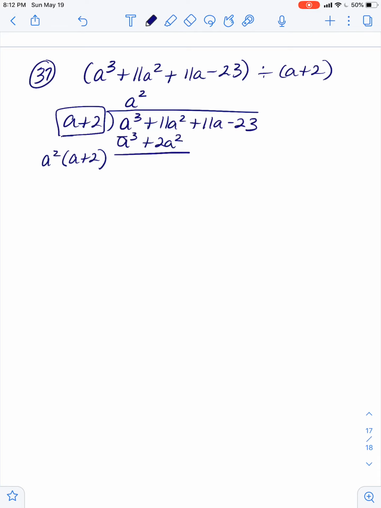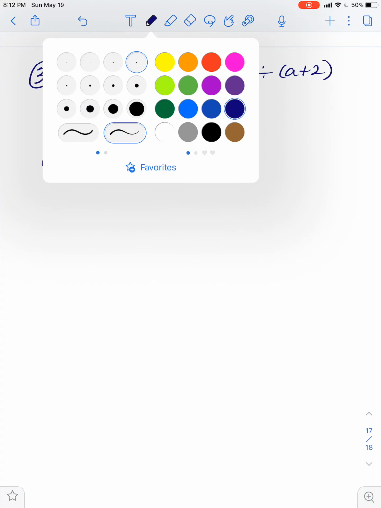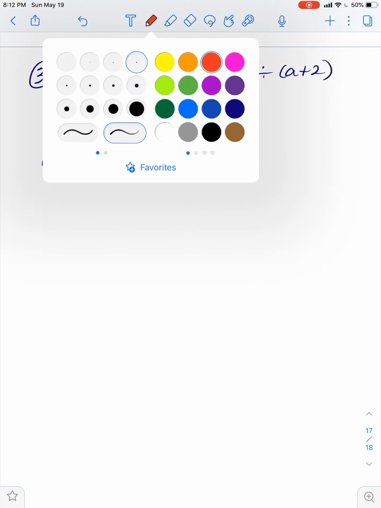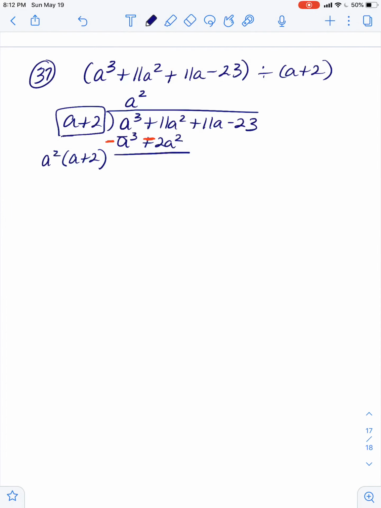And then remember, just like regular subtraction or regular division, at this point I subtract. So be sure you change both signs, okay? And I like doing colored pencils or circling it. Sometimes I'll circle it so I know what I'm doing. So that's going to give me a 9a squared. We bring down the next.